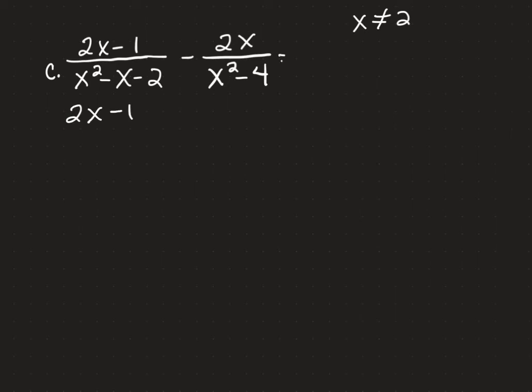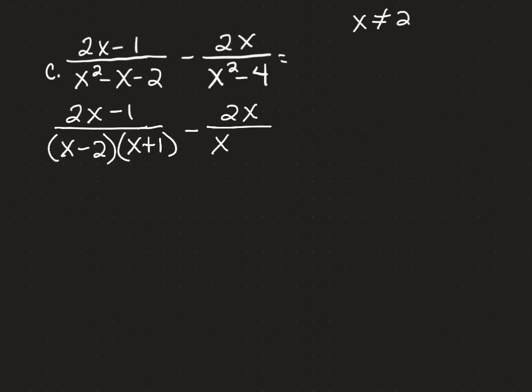So everything that's up there is equal to, well, there's no common factor in that numerator, so I cannot factor it. But I can factor the denominator this way. And my second denominator actually factors as a difference between two squares. So there it is.